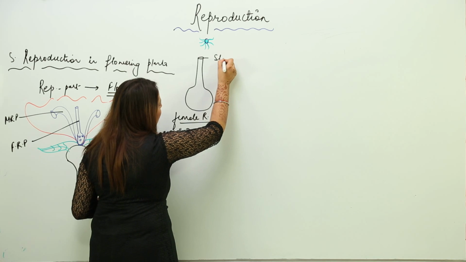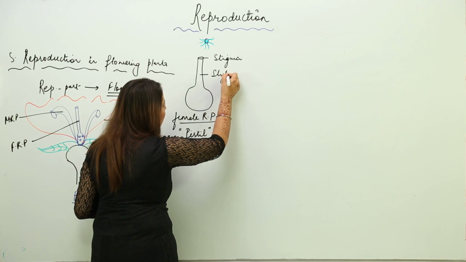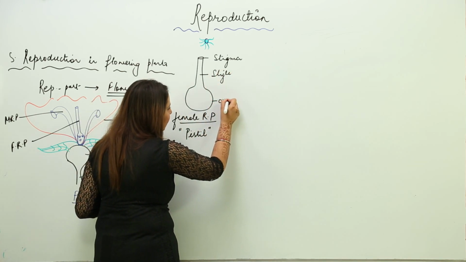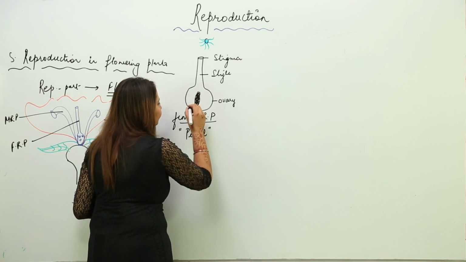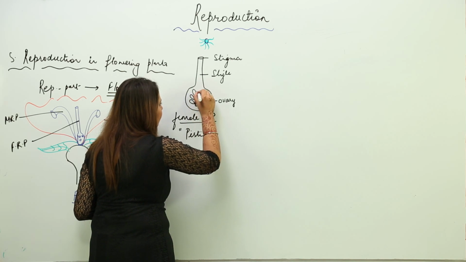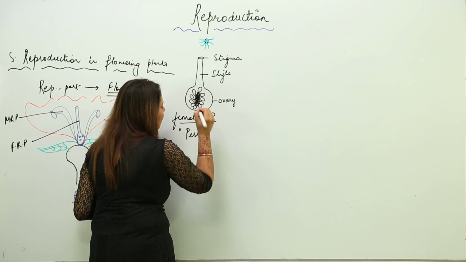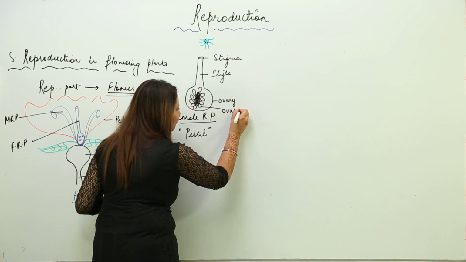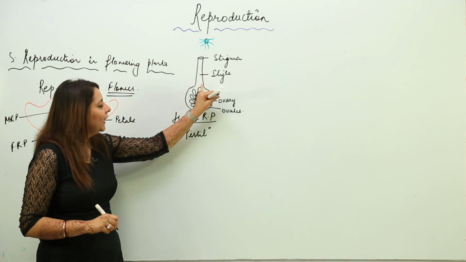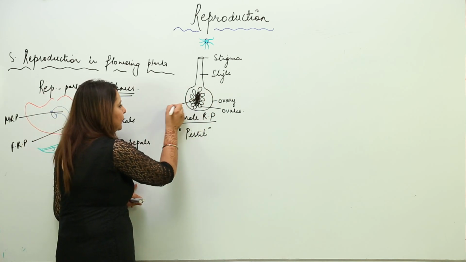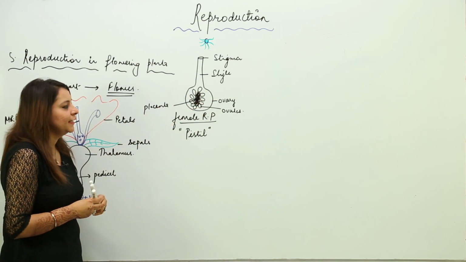This is called the stigma. This tube-like structure is the style. This bulged portion is the ovary. It has a placenta, that is the nutritive tissue. And here we have many small, somewhat spherical structures, those are the ovules. So this is the female reproductive part. I think you got it. This is the stigma, this is the style, this is the ovary, this is the placenta, the nutritive tissue, and here we have the ovules, which are the female gamete.